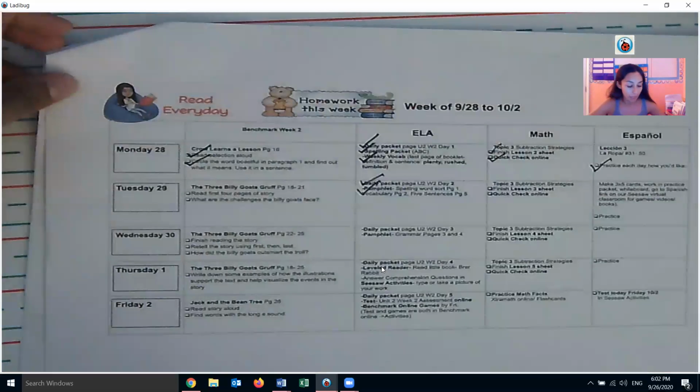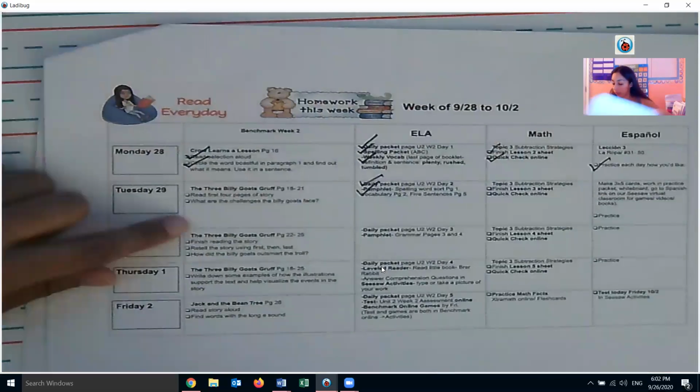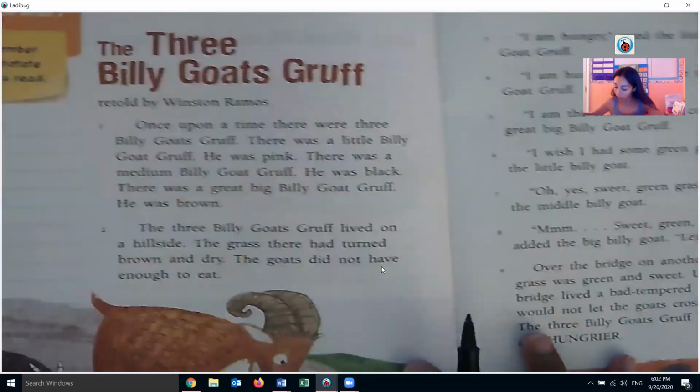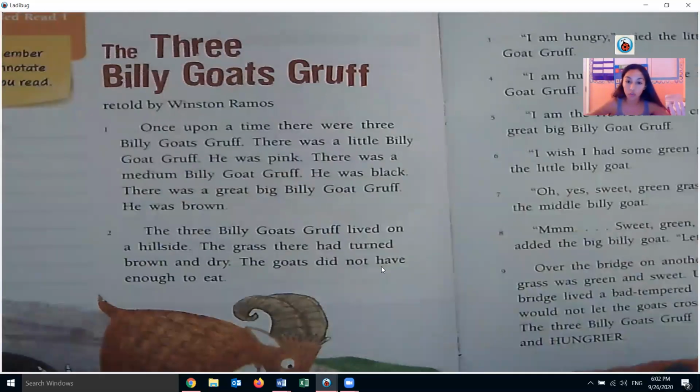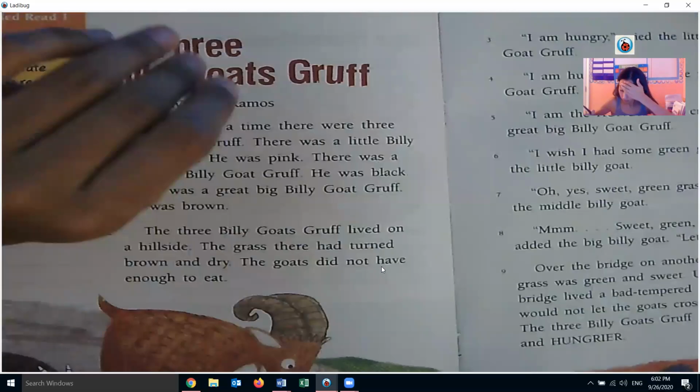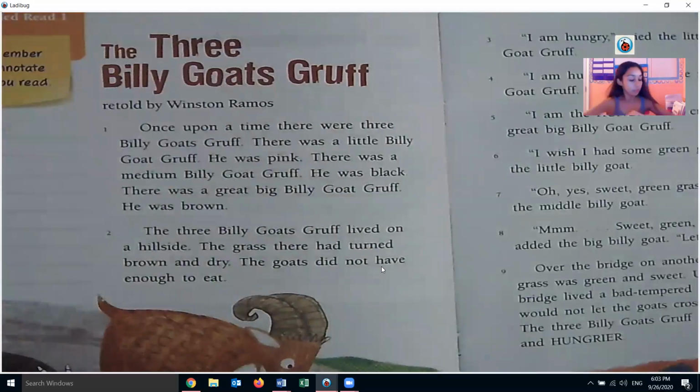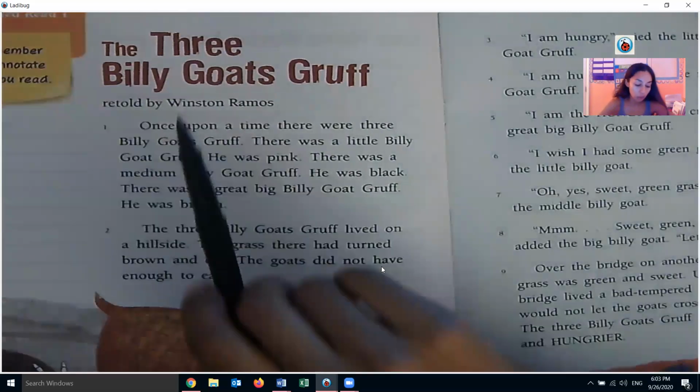All right, so that is our pamphlet. Check. Next, we're going to go to 3 Billy Goats Gruff. So it says the home activity, read the first 4 pages. And then what are the challenges that the Billy Goats face? The 3 Billy Goats Gruff.